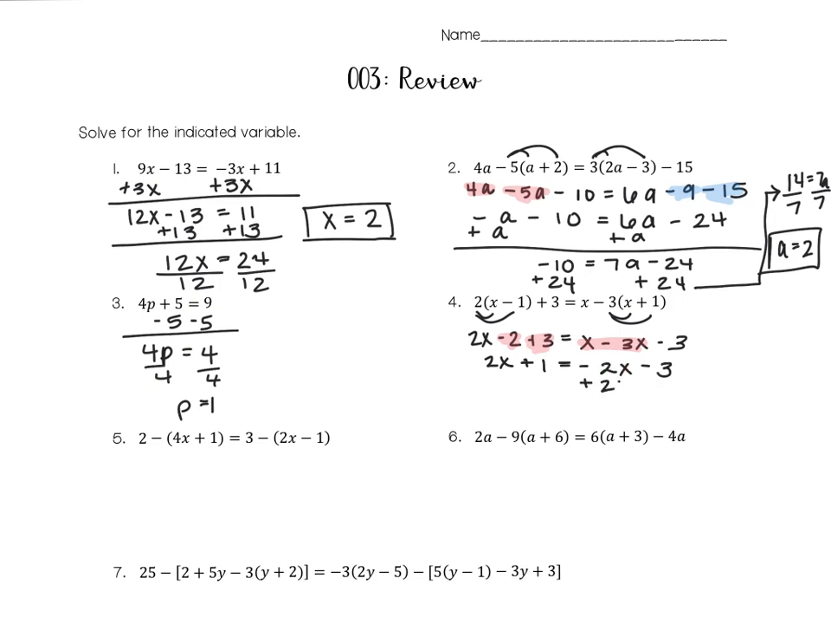I'm going to add 2x to both sides. And then I get 4x plus 1 equals negative 3. Subtract 1 from both sides. I get 4x equals negative 4. And when I divide, x equals negative 1.